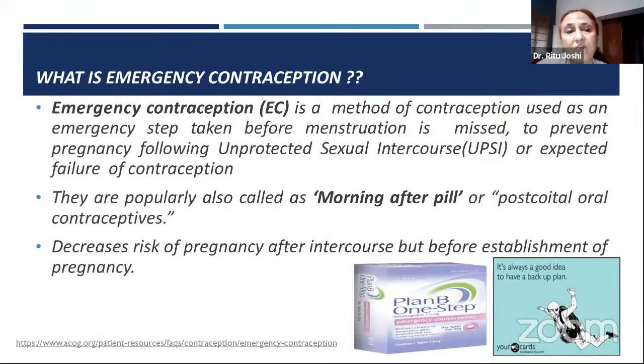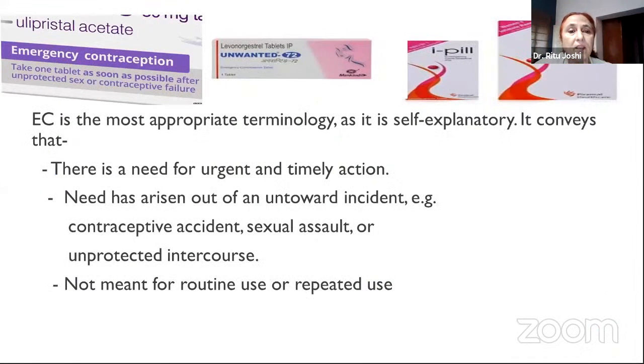Now, what is emergency contraception? It is a method of contraception which is taken as an emergency step, before menstruation is missed, to prevent pregnancy following an unprotected sexual intercourse. So they are popularly also known as the morning after pills. They decrease the risk of pregnancy after intercourse, before establishment of a pregnancy. That's the self-explanatory term which we are using, and there is a need for urgent and timely action.